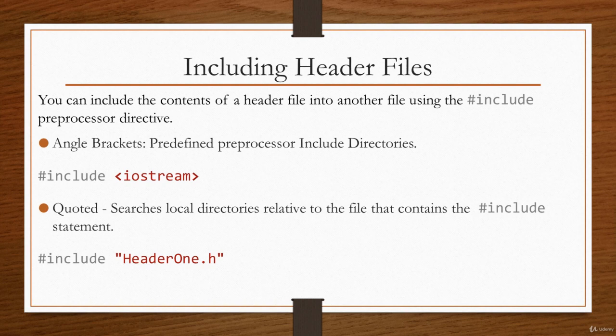When we use angle brackets, those are predefined preprocessor include directories. So basically the preprocessor is going to know where to look for the files because those directories are predefined or pre-specified. And I'll show you that here in Visual Studio in just a second. When we specify a file between quotes, the preprocessor is going to search local directories relative to the file that contains the include statement. That's because those files are typically going to be relatively in the same location. And if you have a large project with a bunch of folders that you use to sort your files, you can also specify the path between quotes. We'll see a quick example of that in an Unreal Engine example later on in the video.